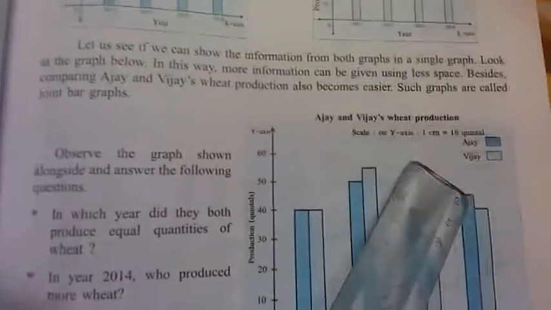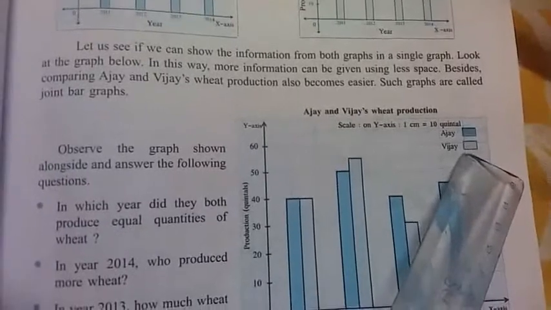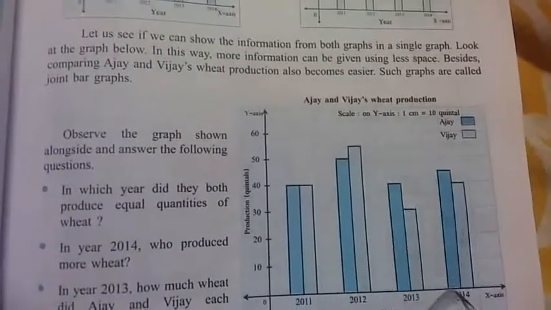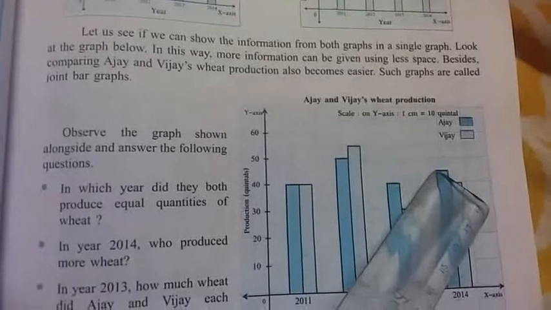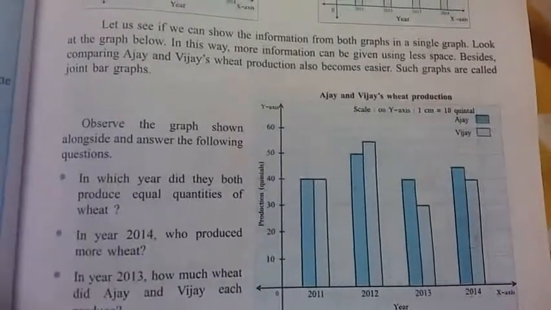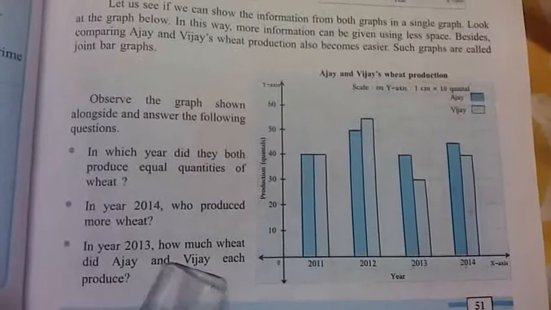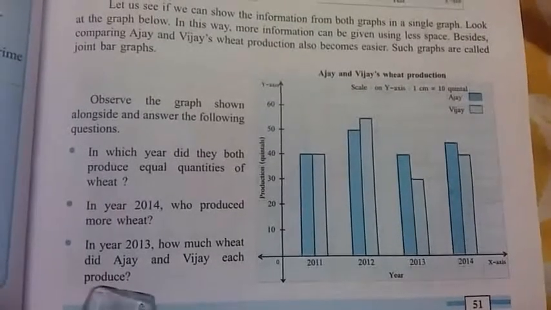Now see, here the scale is also given. Dark blue means Ajay and faint blue means Vijay. In 2014, the dark blue production is more. Dark blue is Ajay, means Ajay's production is more. Next question. In year 2013, how much wheat did Ajay and Vijay each produce?